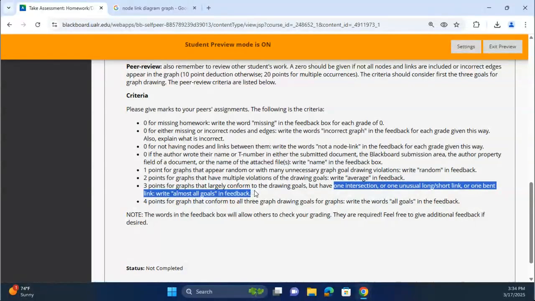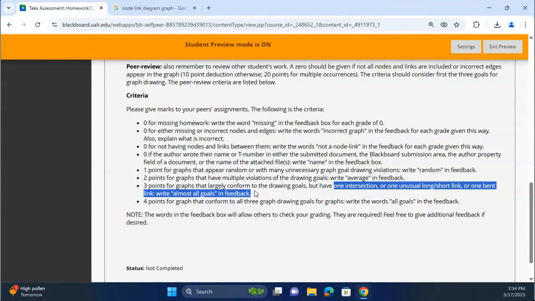Okay, so one intersection is pretty obvious. If you see an intersection, it's an intersection, but only one. If they have more, it doesn't qualify for a tree.